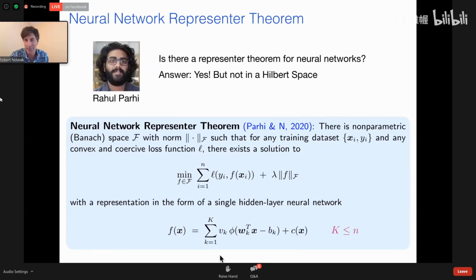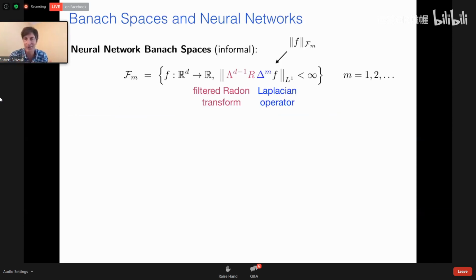So I'm going to spend some time explaining this because it's not exactly trivial or super easy to understand. So I'm going to go through it in steps. So try to hang with me here. First of all, what is this neural network Banach space involved in that theorem? Well, it's actually a family of Banach spaces indexed by integers.